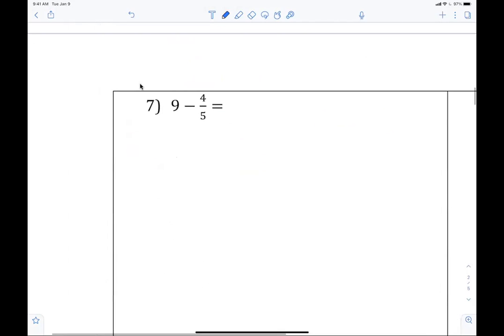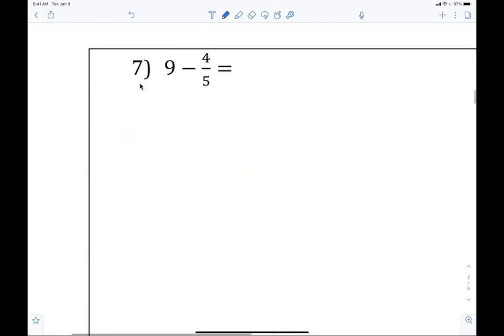Curtis, you're up on number 7. Okay, so tell me, yes, you can make it 1/1. But what do you think? 9 minus 4/5. Think about pizzas. You have 9 huge pizzas in front of you. You eat 4/5 of one. How much is left?